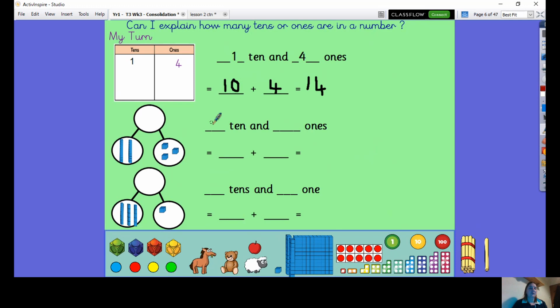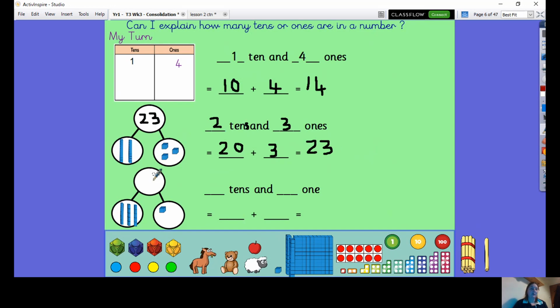So here I've got 2 tens. And I've got 1, 2, 3 ones. So I know that 2 tens are 10, 20. And I know that I've got 1, 2, 3 ones. So I know that 20 plus 3 makes 23. There's my 2 tens and 3 ones, 23.